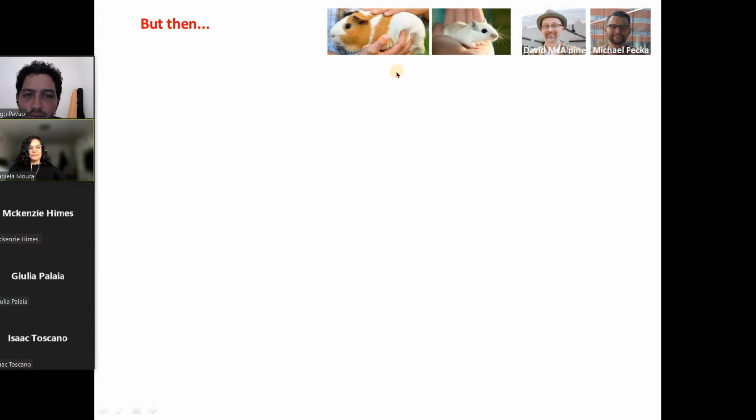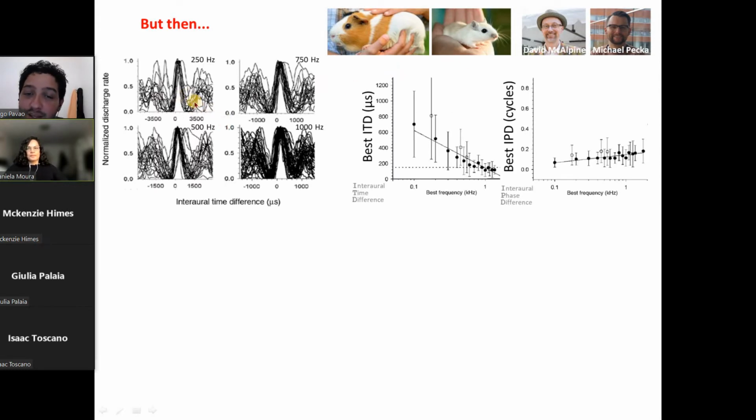And you check in rodents, what do you see? You see that all the neurons are tuned to more or less the same location. Right? Instead of having one neuron for each location, you have all the neurons tuned to the same location, more or less. There is a variability there, but most of the neurons are tuned to the same locations.